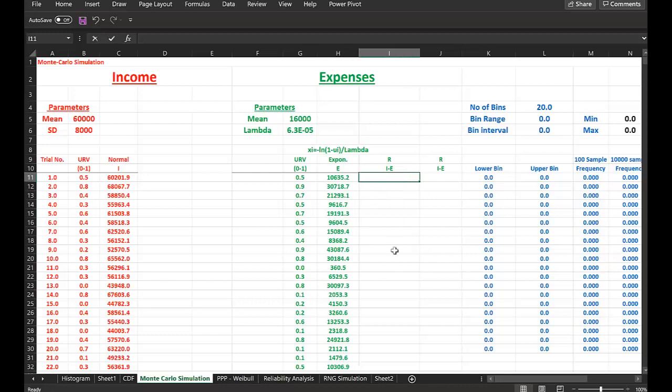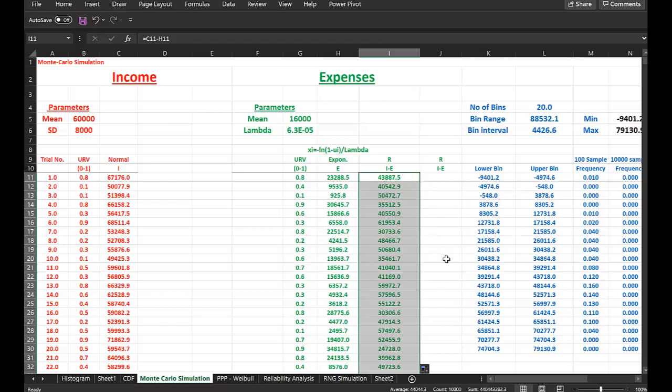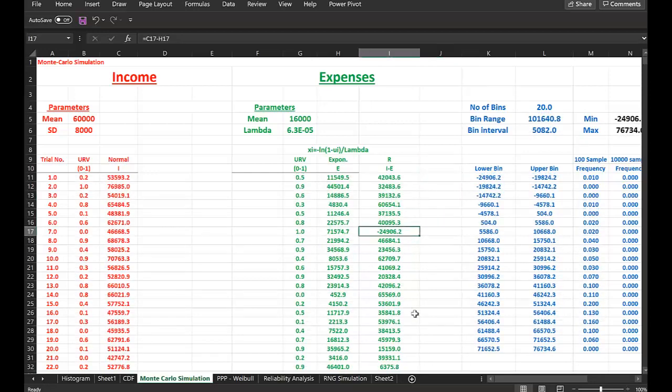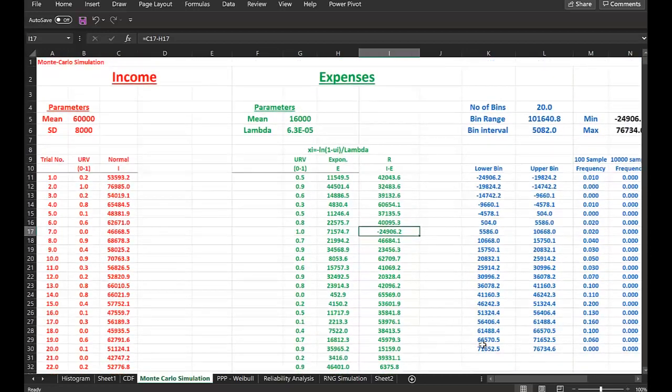Now I can find the total profit, that is income minus expenses. So this gives me the total profit. Now I can double click and get the total profit in each row. This column is not needed. So now we have this. Basically, what we have done is generated 10,000 samples of income and expenses as well as total profit.